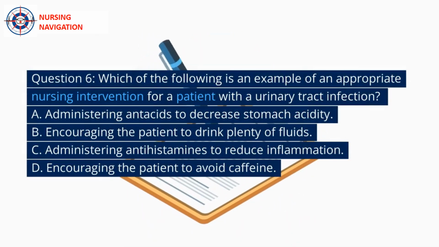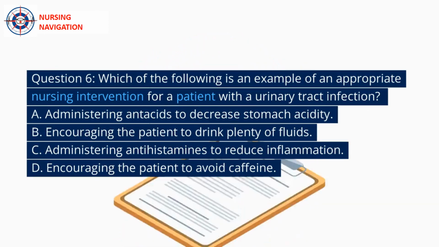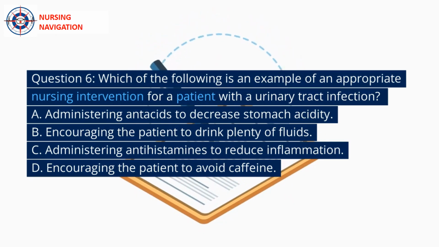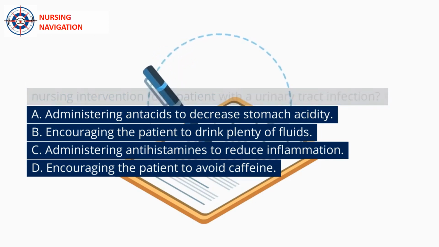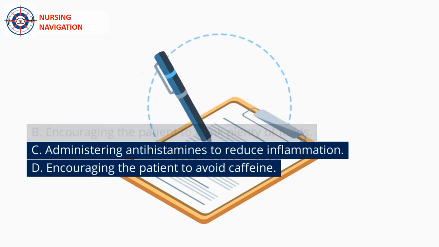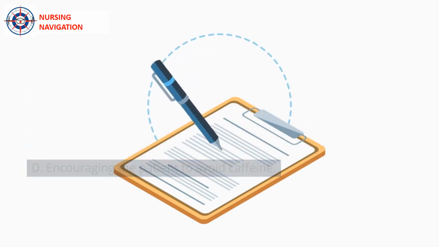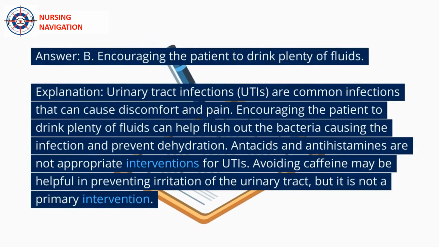Question 6. Which of the following is an example of an appropriate nursing intervention for a patient with a urinary tract infection? A. Administering antacids to decrease stomach acidity. B. Encouraging the patient to drink plenty of fluids. C. Administering antihistamines to reduce inflammation. D. Encouraging the patient to avoid caffeine. Answer. B. Encouraging the patient to drink plenty of fluids.